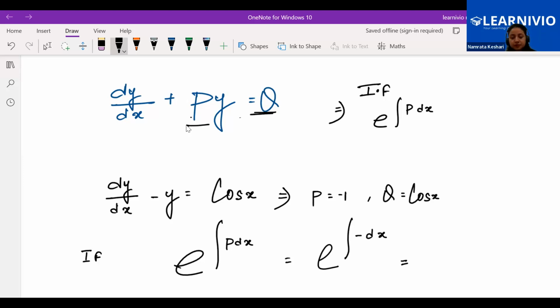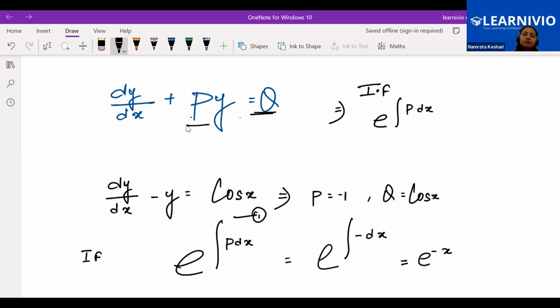Minus x. Yes, e to the power minus x we will be getting. Now this integrating factor, we have to multiply in the given differential equation. That is one of the ways. Or otherwise you can also find the solution directly.